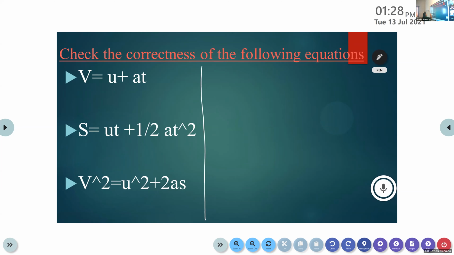We are dealing with the second problem. S is equal to UT plus half AT square. Fahis, can you differentiate each term present in this equation? What does S represent? Speed. Not speed. Second. No, it is an equation. S represents displacement. Okay. S represents displacement.